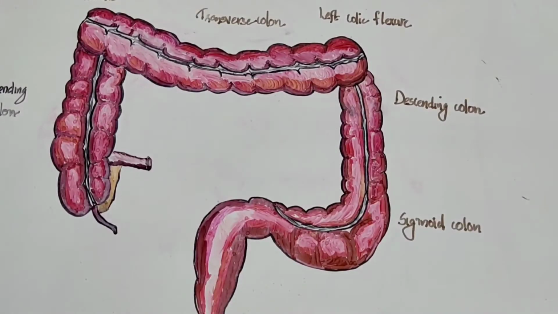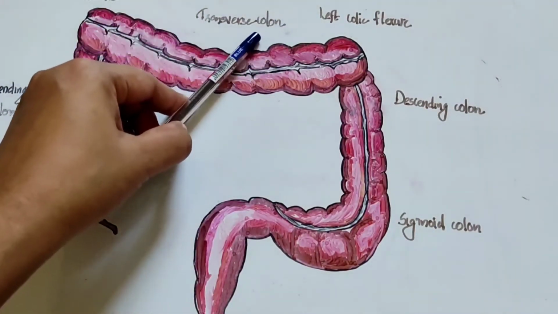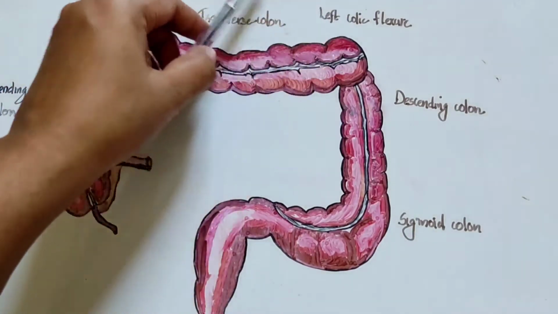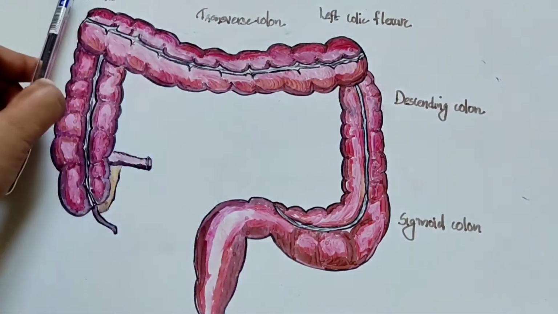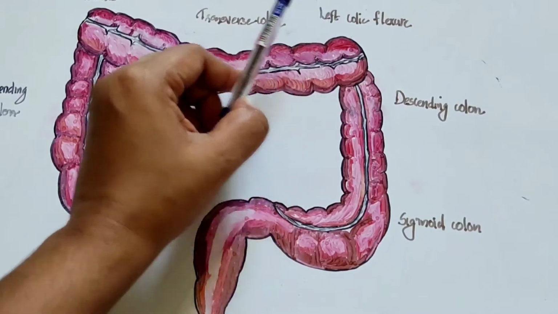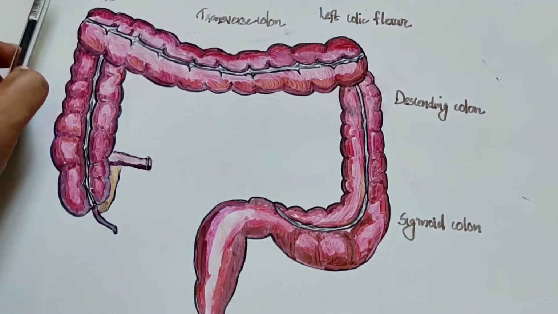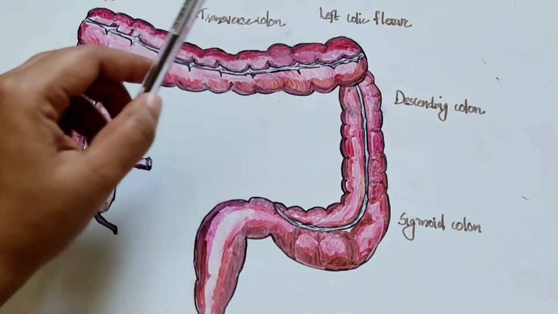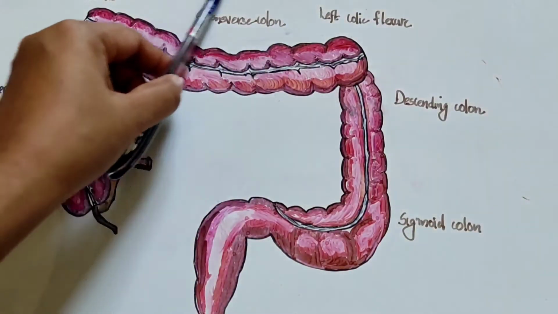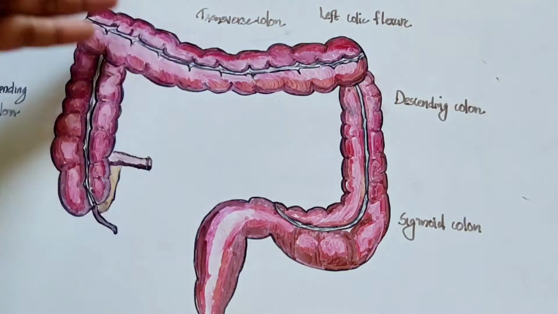Now we will discuss the second part of the colon, that is the transverse colon. The transverse colon is about 50 centimeters long and it extends from the right colic flexure to the left colic flexure. And despite its name, it is not actually transverse, it hangs low like a loop.